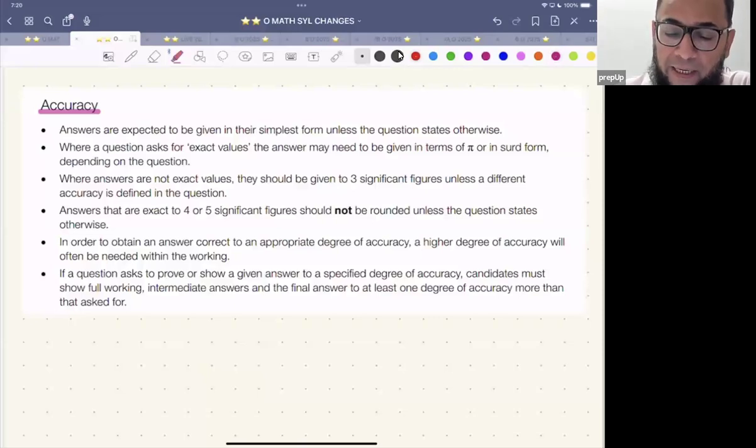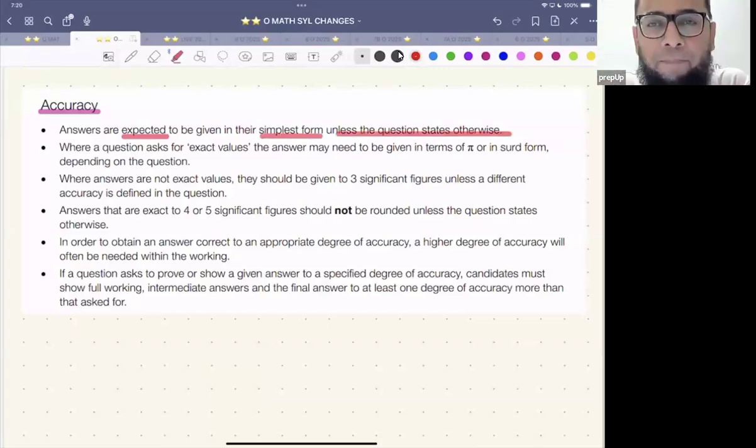Answers are expected to be given in the simplest form unless the question states otherwise. For example, the answer is coming out to be 1 over 2, and they say give the answer in decimals. So 1 over 2 will be written as 0.5.